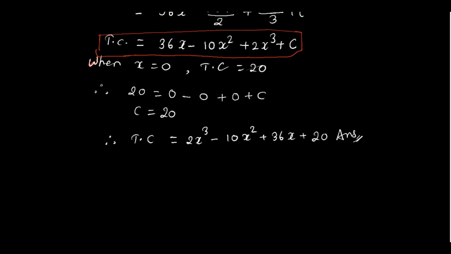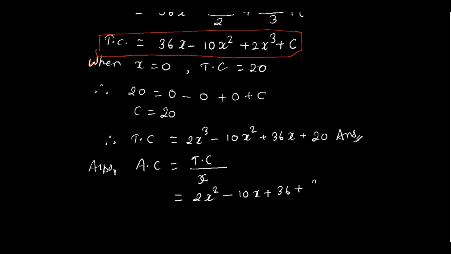Now we have to find the average cost. Average cost equals total cost by quantity. Quantity is x here, so we have to divide this total cost by x. Each term is divided by x. So the answer will be 2x square minus 10x plus 36 plus 20 by x, which is the final answer. Okay, again let's go to the next example.